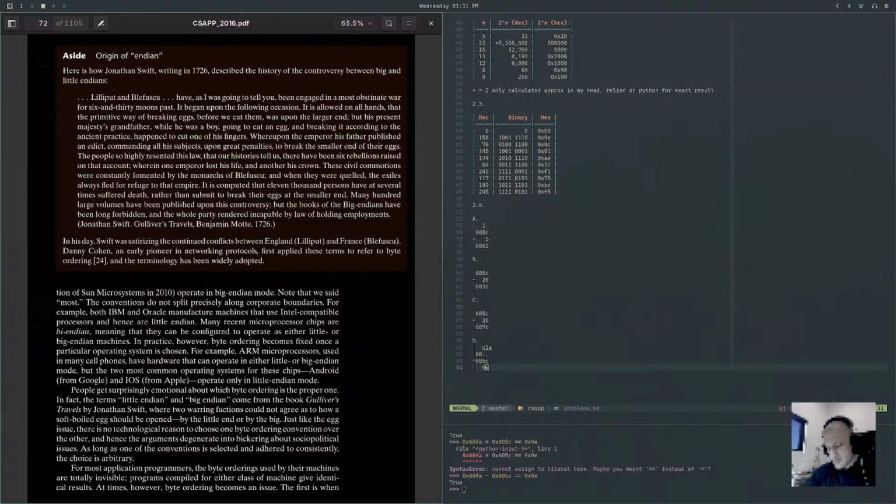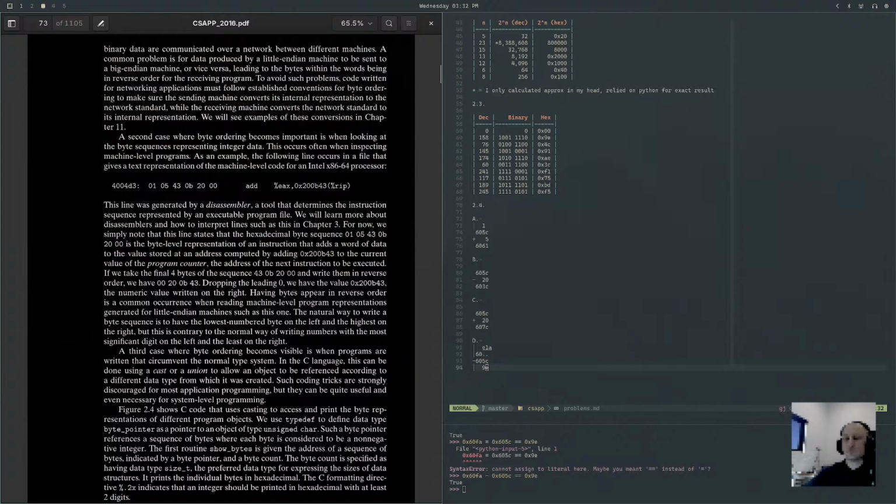In his day, Swift was satirizing the continued conflicts between England, Lilliput, and France, Blefuscu. Danny Cohen, an early pioneer in networking protocols, first applied these terms to refer to byte ordering, and the terminology has been widely adopted. Boom, boom, boom, boom. Who cares? Why did I even read that?